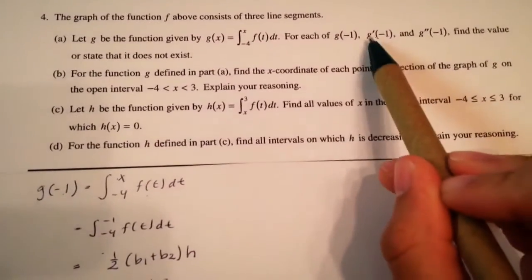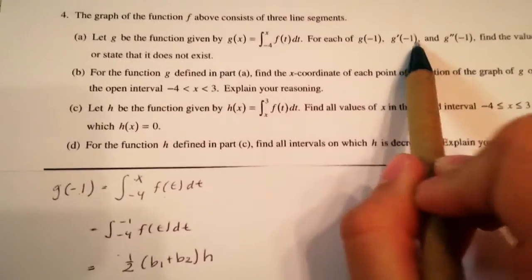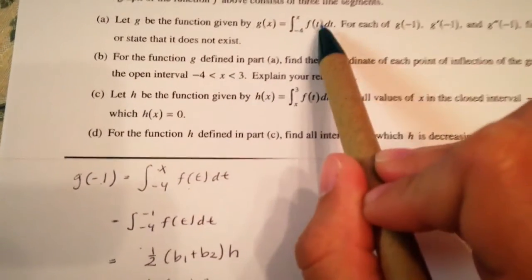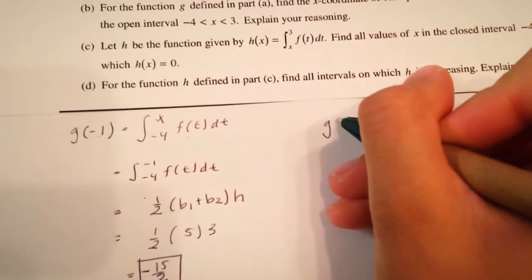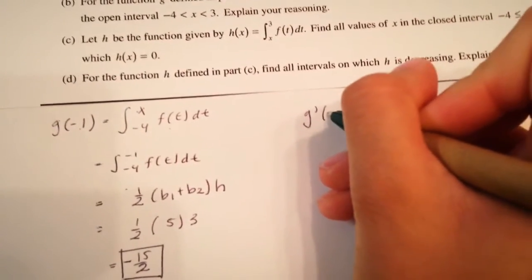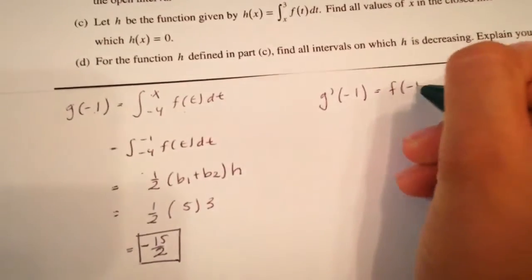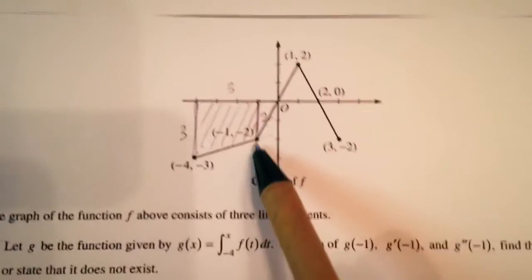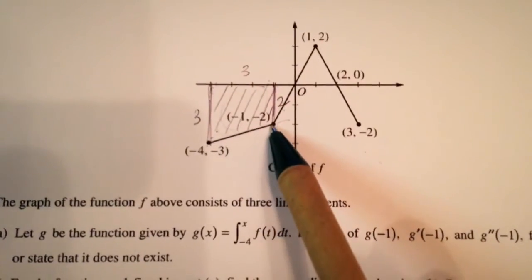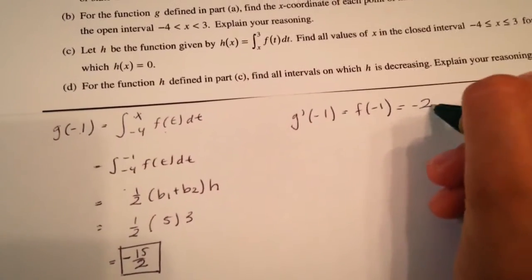So now doing g prime of -1, we see that the derivative of g would be f of x. So then g prime of -1 will equal f of -1. And so then we see in our graph, we have a point (-1, -2). This point will equal -2.